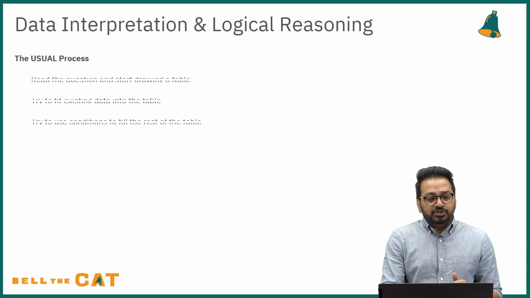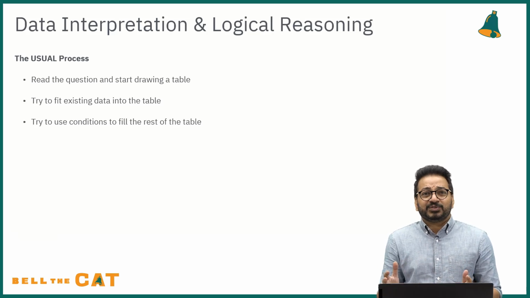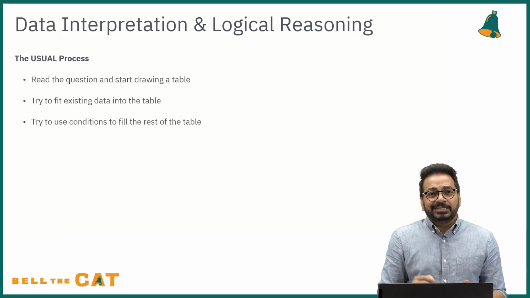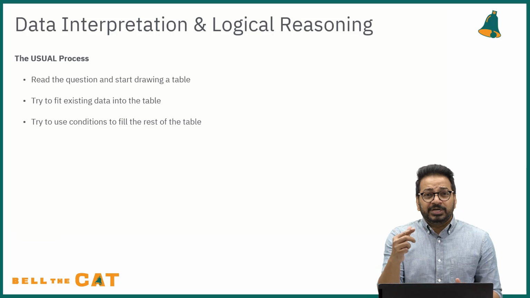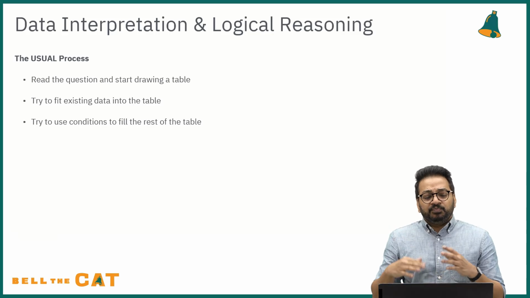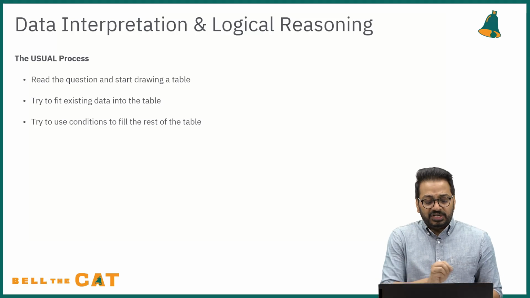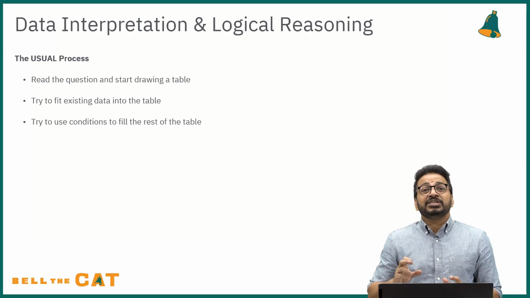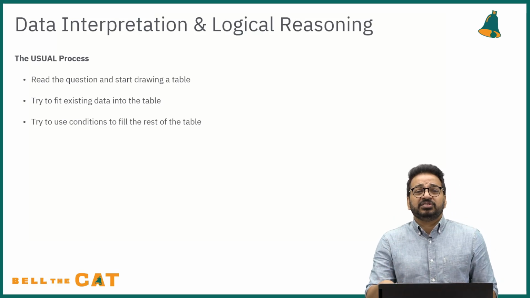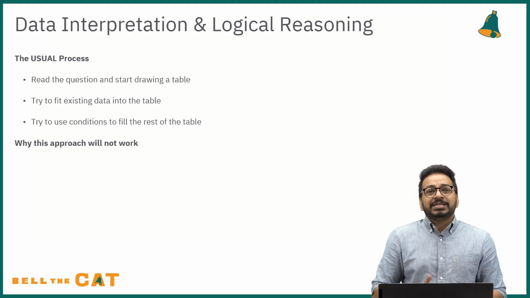What's the usual process? The moment you start reading the question, you start drawing a table. It's almost like a Pavlovian response, where there is a cue and immediately you respond in a particular way. This happens in quant also. The moment you read a question, immediately you start copying down data. Then you try to fit the existing data into the table. So you have the data, you draw a table, you fill that table, and then try to use the conditions to fill the rest of the table. This is the data, I have drawn a table, I filled in X number of values, these are the values that are remaining. It seems like a fairly correct process, but not necessarily the best process.